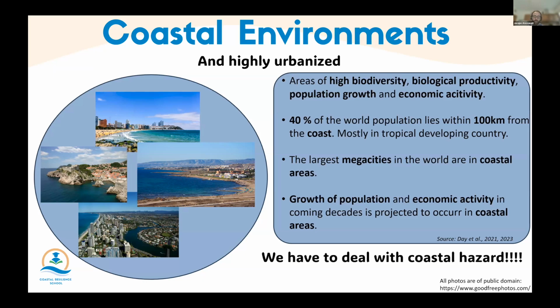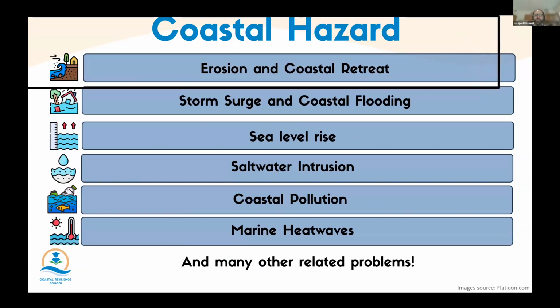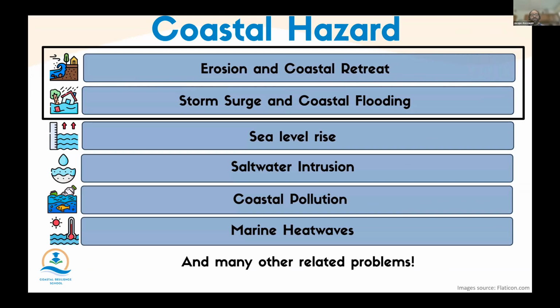So we have to deal with coastal hazards. Let's talk about what coastal hazards are. Erosion, coastal retreat, storm surge, and coastal flooding are for sure the focus of this presentation. But there are many other coastal hazards that are interconnected, like sea level rise due to melting ice, saltwater intrusion that has a very bad impact on agriculture, coastal pollution, and marine heat waves, along with many other related problems. But today we will focus on storm surge and coastal flooding, basically.